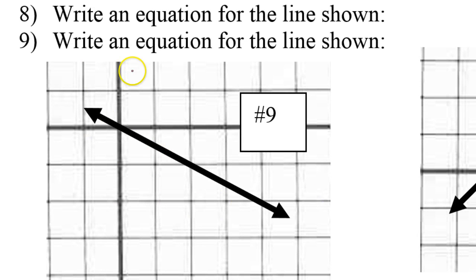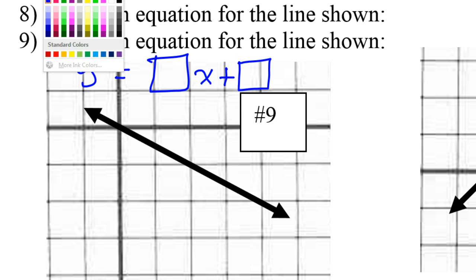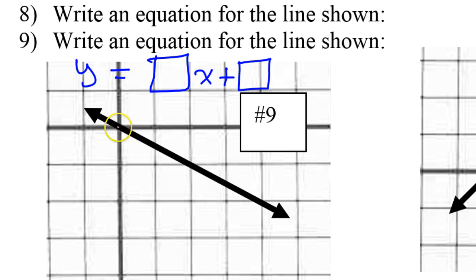Okay, let's do this again. Okay, so I need my slope, and I need my y-intercept. Alright, now this time my y-intercept is right here, which is 0. So really, when I write the equation, I'll put nothing right there. Now how about the slope?